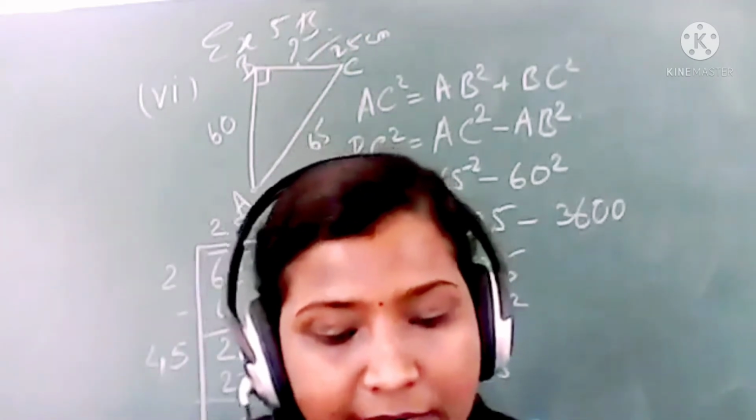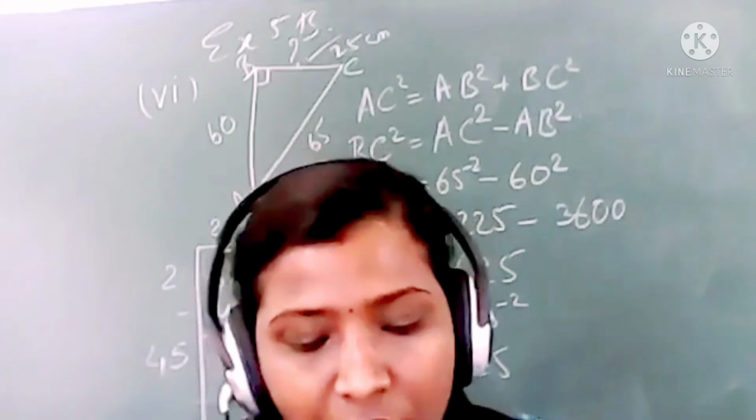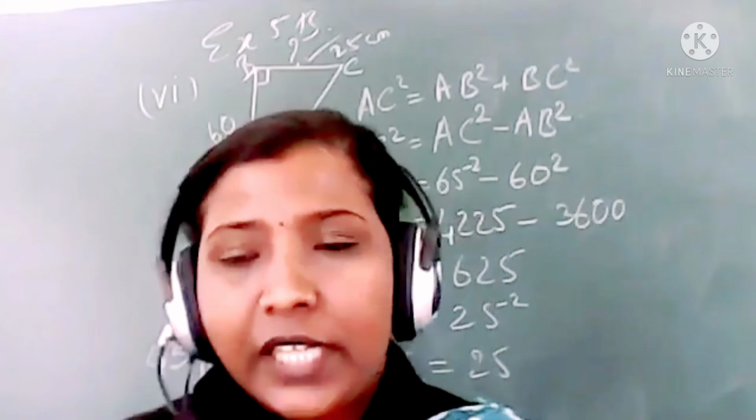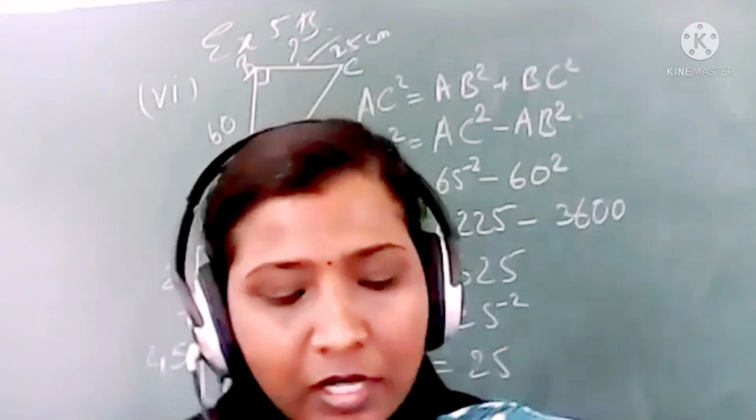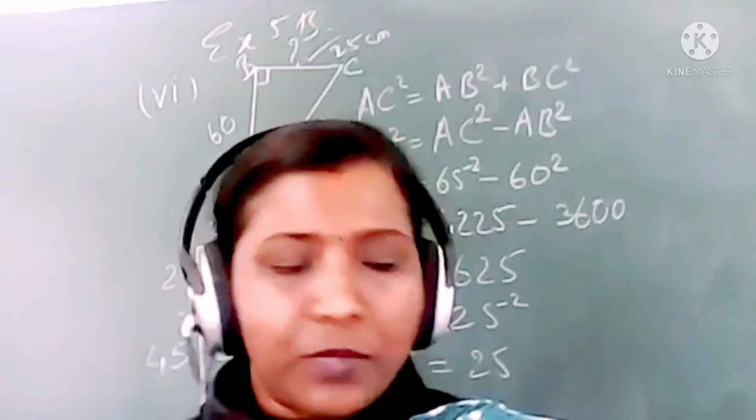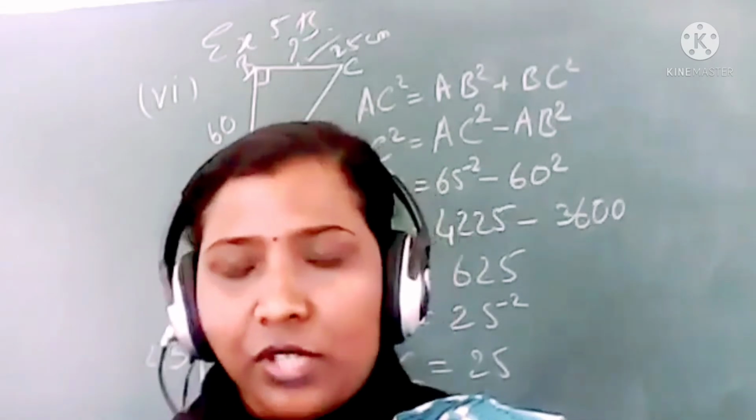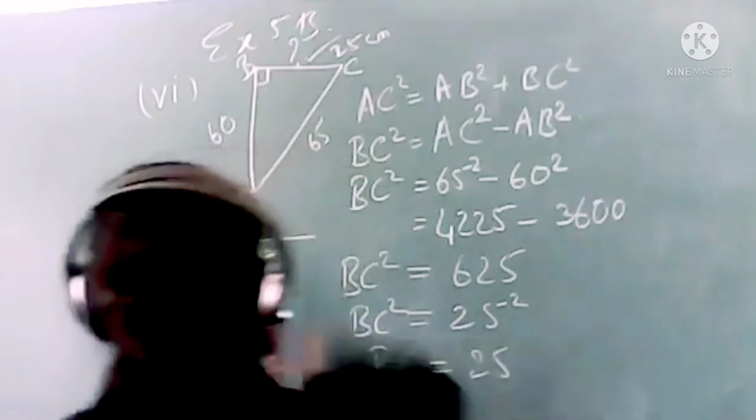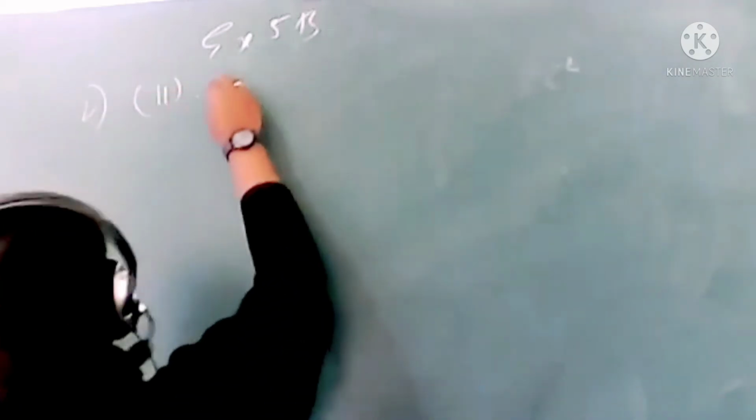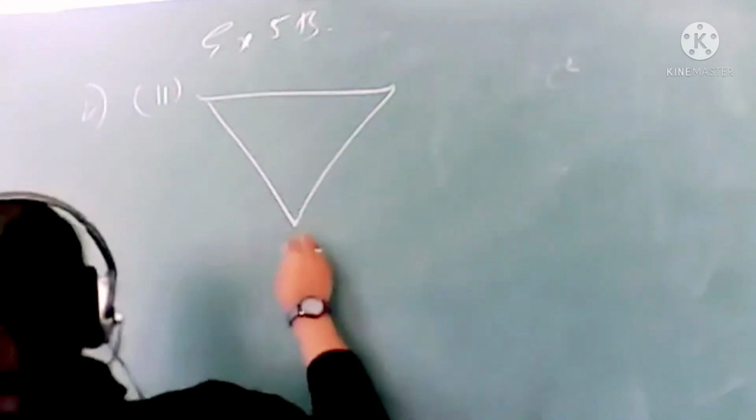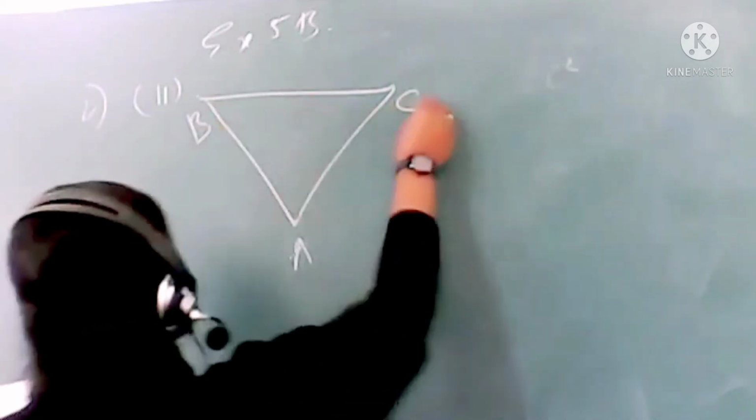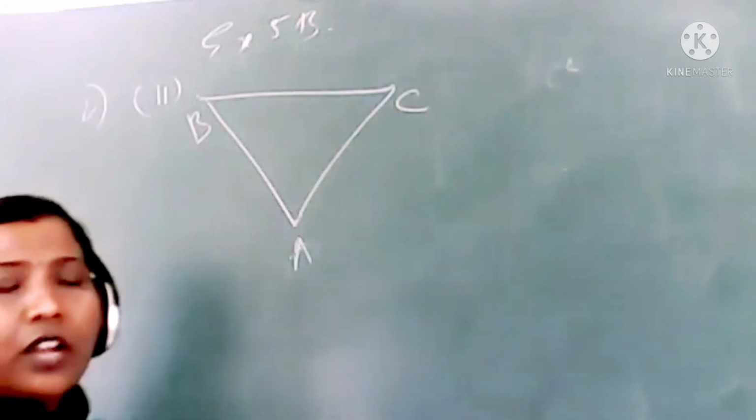See, which of the following triangles are right angle? In that case, we cannot put A, B, C in a fixed way, because any side we can take. For example, in the second question, it is not shown which is the right angle triangle. So we will just draw a line and simply give A, B, C, because we don't know which is the longest side.